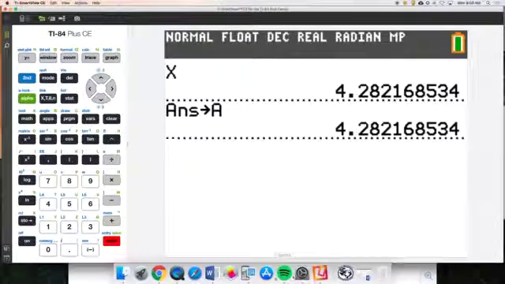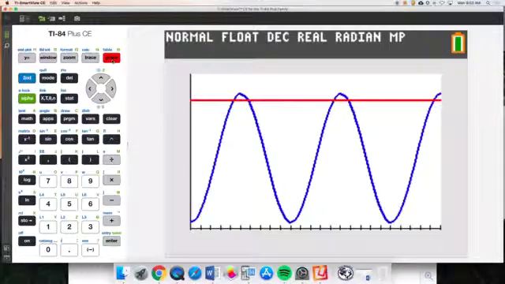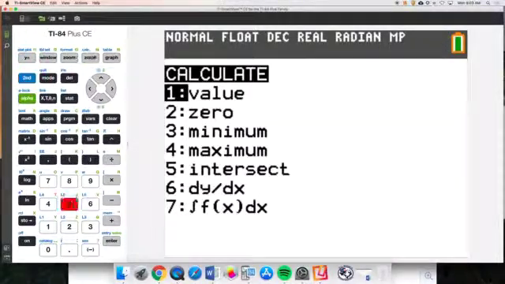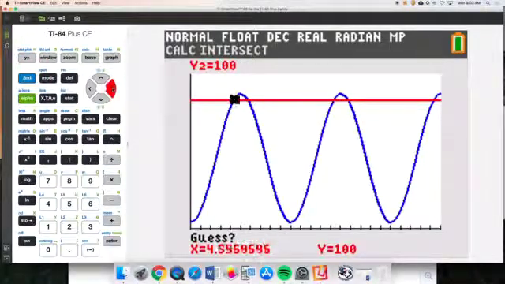Okay? Now we do the same thing for the next point of intersection. So we go back to the calculator's graphing screen, and we hit second trace number 5, enter, enter, and now we scroll a little bit more to the right so we don't find the same one again, although you could do that.